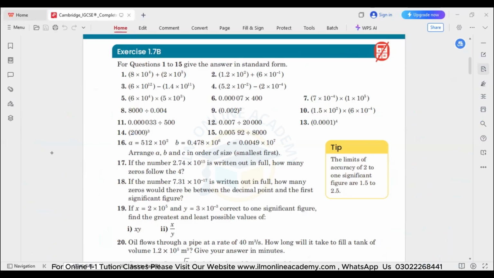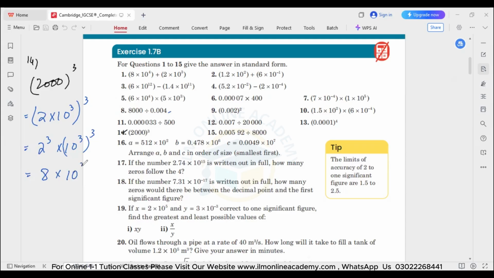In part number 14, basically they gave us the power again. So this is again the easier one. We have 2000 to the power 3. So if I convert this into the standard form, this will be 2 times 10 raised to the power 3, power 3 again. So 2 cubed is basically 8, and 3 times 3 will be 9. So this is already in the standard form, so you can leave it until here.